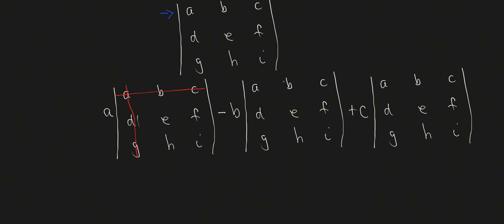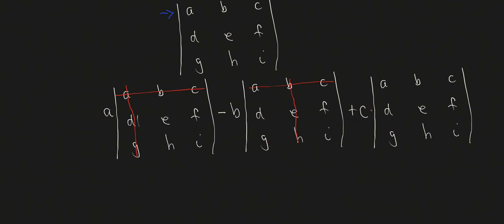Now, for the middle term, when I use the entry B, again I'm going to remove the column and the row that has the entry B in it. And again, I'm going to be left with another 2 by 2, because I have 2 entries left here, 2 entries left here.